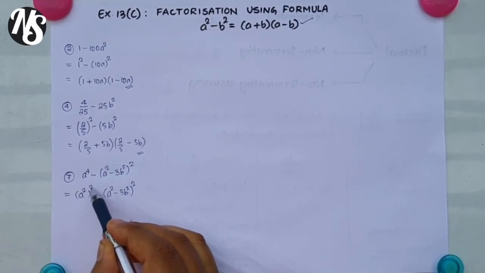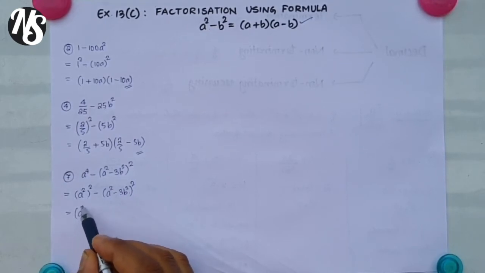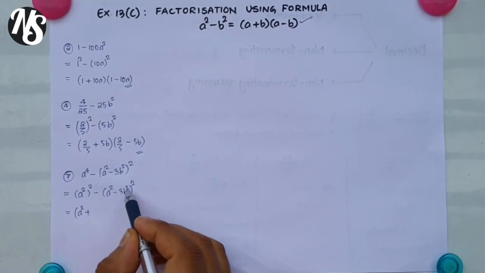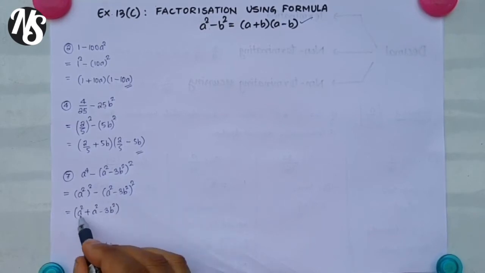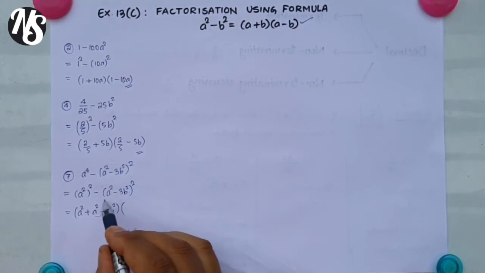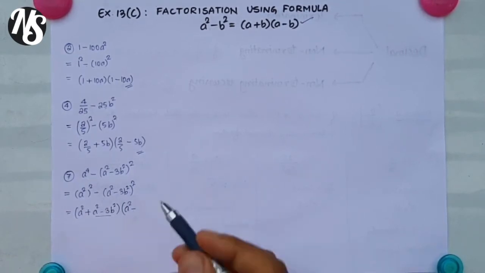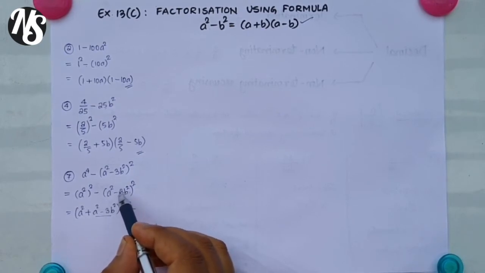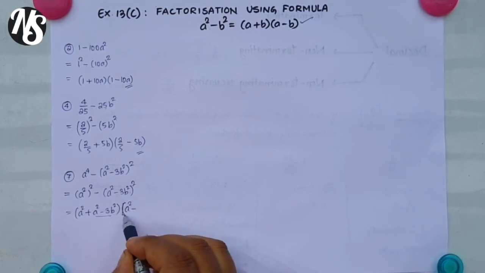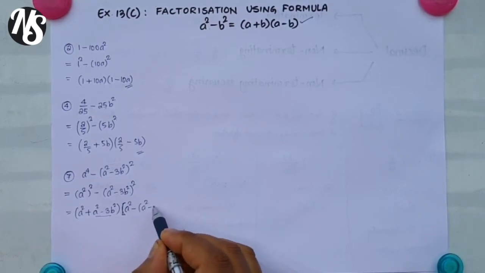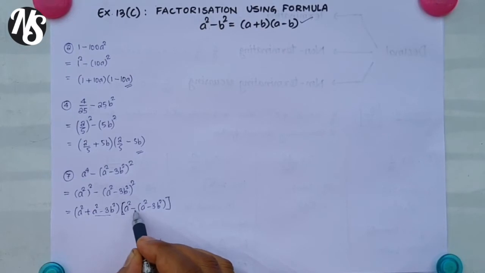So it becomes a square minus b square, which is a plus b. A is a square, right, plus b. B is this entire thing, isn't it? So b is a square minus 3b square. So this is a plus b into a minus b, isn't it? So a square is your a, minus b. B is this thing, isn't it? So let me use another bracket here. So a square minus 3b square. So a plus b into a minus b.